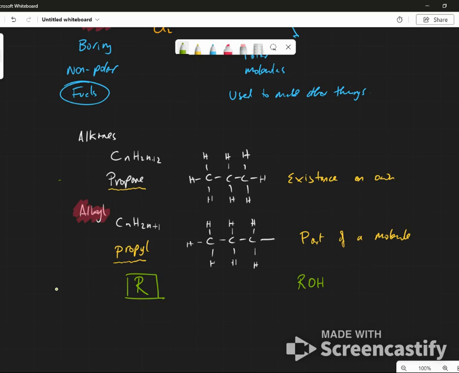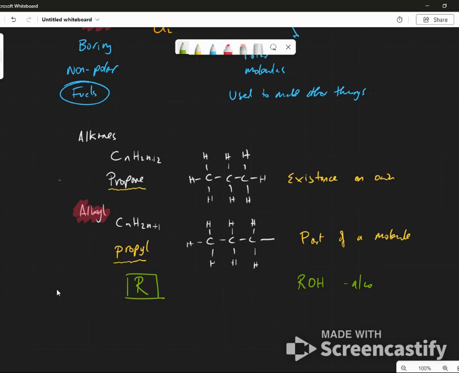Now, if the alkyl group is an ethyl group, the alcohol is ethanol, exactly. And if the R group or the alkyl group is a propyl group, the alcohol is propanol. Are you with me? So an alkyl group is an alkane with a hydrogen knocked off, so it's part of another molecule. So ROH is an alcohol.